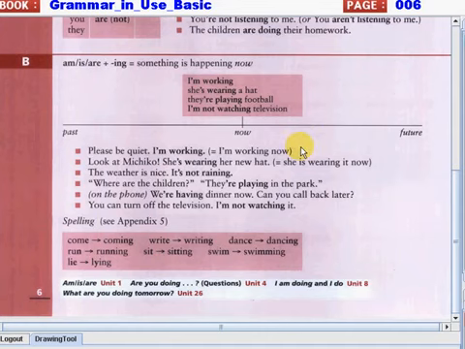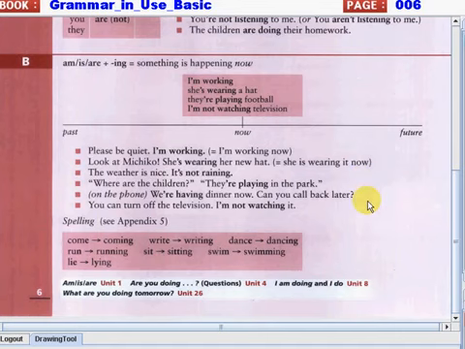Let's read more examples. Please be quiet. I'm working. It means I'm working now. Look at Michiko. She's wearing her new hat. That means she's wearing it now. The weather is nice. It's not raining. It's not raining now. Where are the children? They're playing in the park.